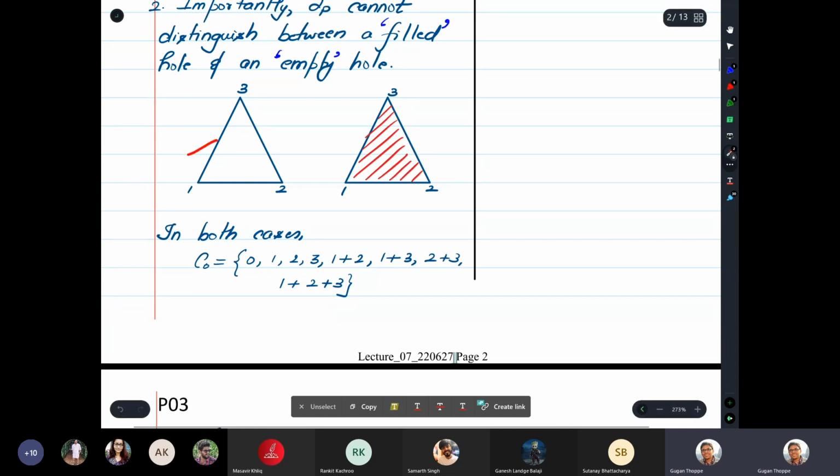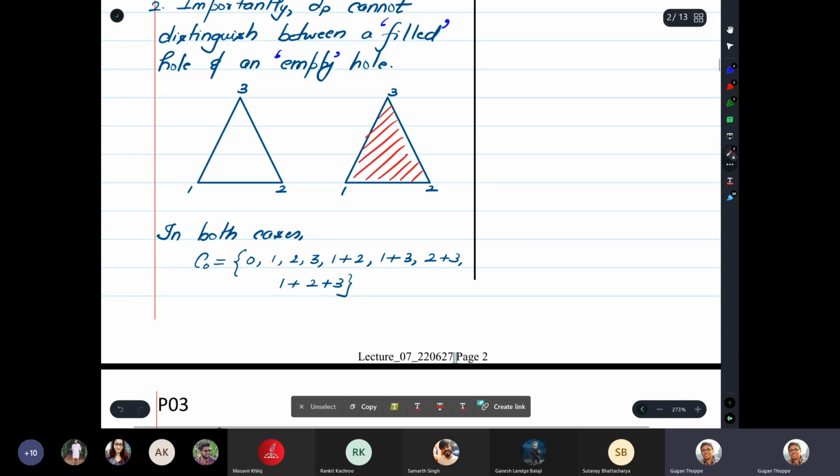So here are two examples in that context. Here is a simplicial complex, here is a simplicial complex. The simplicial complex on the left has three vertices, 1, 2 and 3, and it has three edges. On the other hand, for the simplicial complex on the right, you have three vertices, 1, 2 and 3, you have three edges, and in addition, you have this triangle. So that is the difference between the simplicial complex on the right and the one on the left.